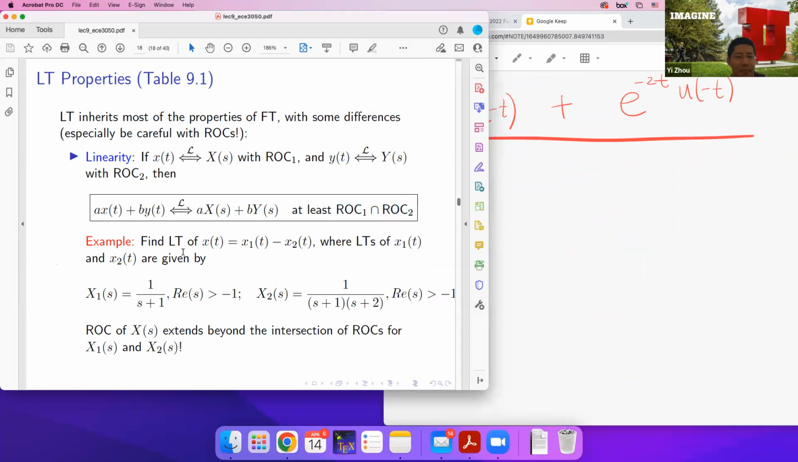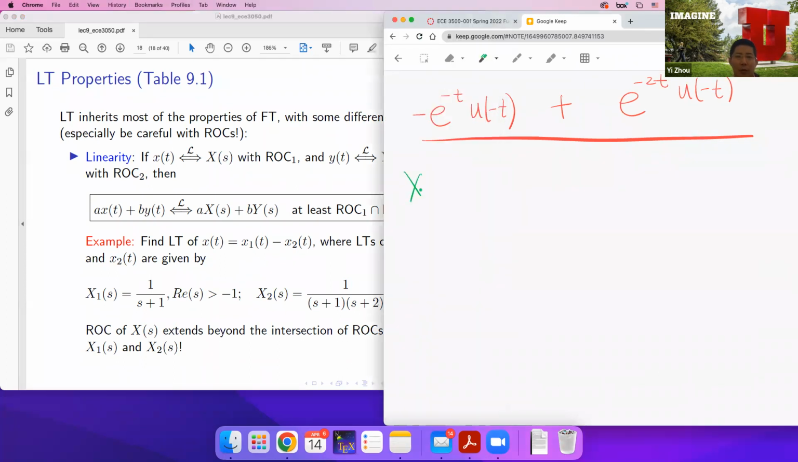So for example, here are two signals, x1(t) and x2(t), with their corresponding ROC given as follows. These are all given. Now we subtract x2 from x1 by considering x(t) as x1(t) minus x2(t). Now, what is the corresponding Laplace transform of x(t)? Well, you apply the linearity, so the Laplace transform is basically X1 minus X2. So X1 is 1 over s plus 1, minus X2, which is 1 over (s plus 1)(s plus 2).